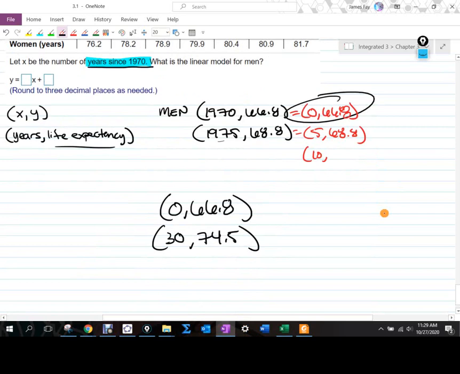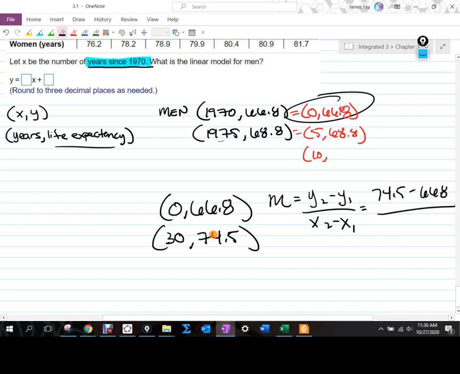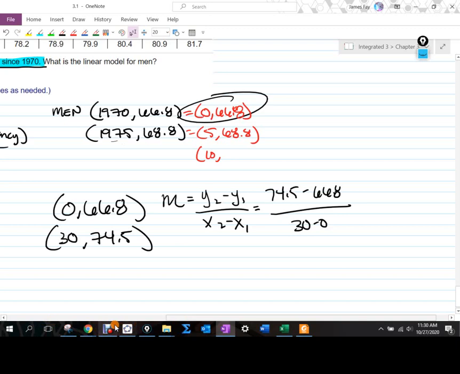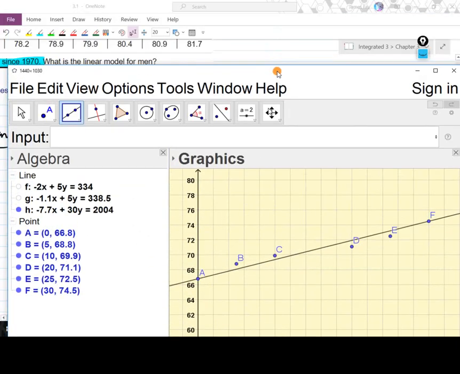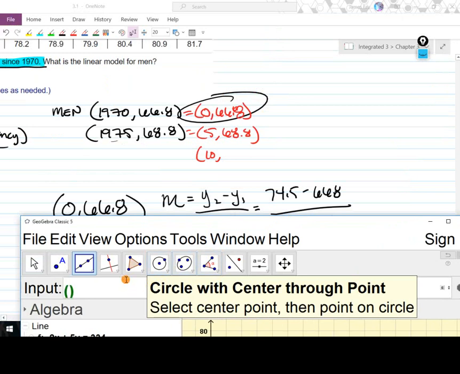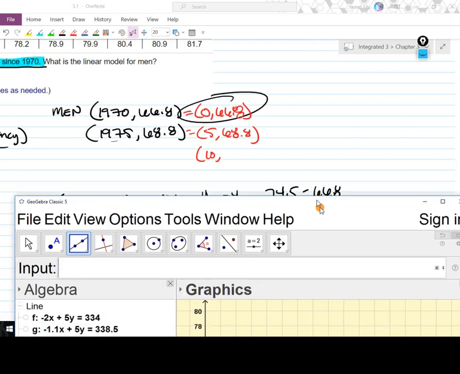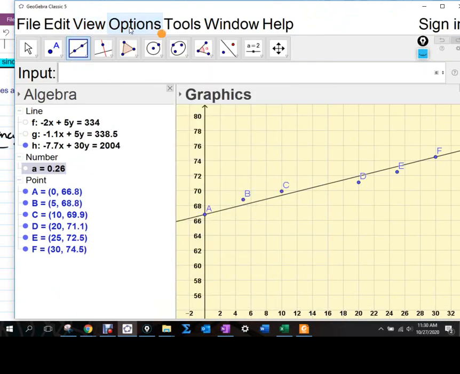So what we need to do is create an equation for these. Well, if I need an equation, I need slope. So slope is going to be y2 minus y1 over x2 minus x1, right? So I'm going to go 74.5 minus 66.8 all over 30 minus 0. It gets kind of messy here, not the subtraction, but the division. So we have 74.5 minus 66.8, and we'll divide that by 30. That gives me a slope, and they want it out to three decimal places, of 0.257.